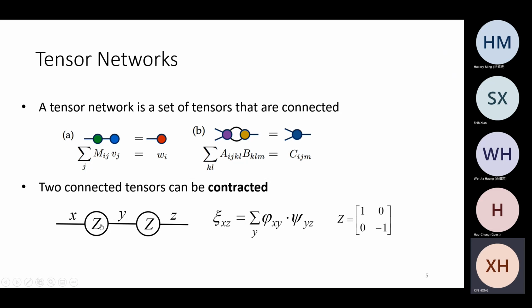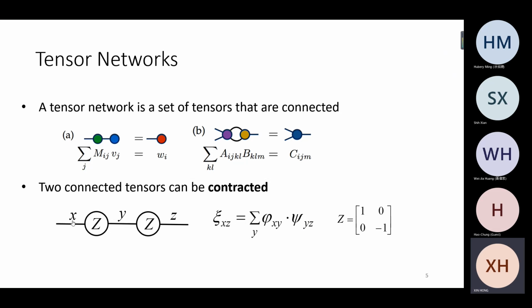If these 2 tensors are both rank 2, then it is exactly the same as matrix multiplication. Here we use Z to represent the Pauli Z matrix. Then you can see the contraction of these 2 tensors is the summation over y of these 2 tensors.